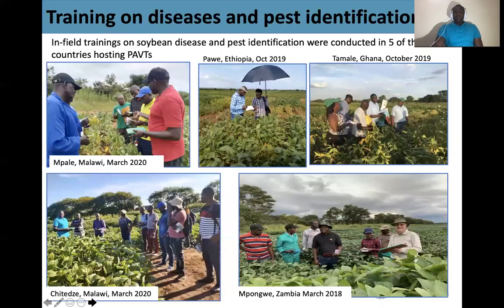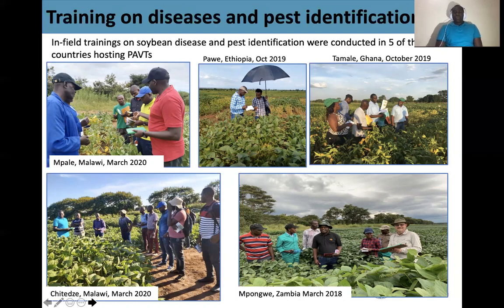And finally, training. The Pan-African variety trials gave us an opportunity to train on disease and pest identification. This is particularly important because for the research technicians and field extension officers in the institutions hosting the Pan-African variety trials, soybean is a new crop. So identifying the diseases and pests might be a challenge.